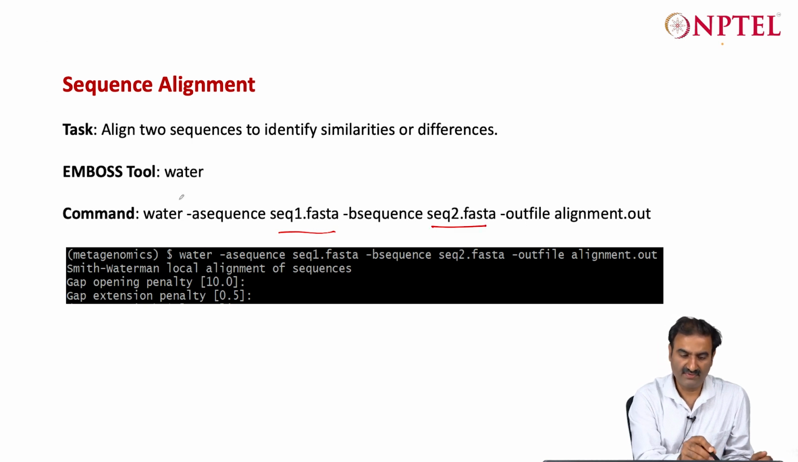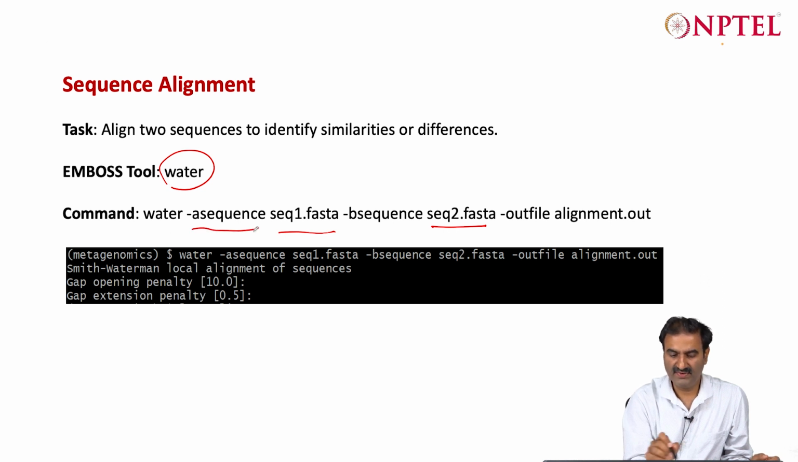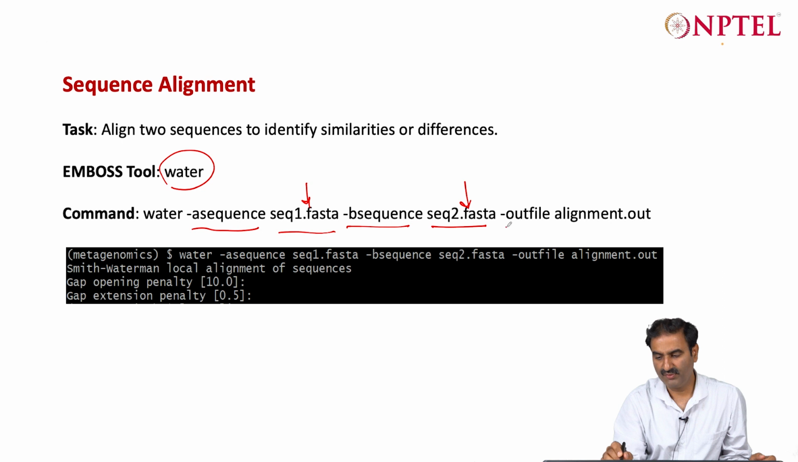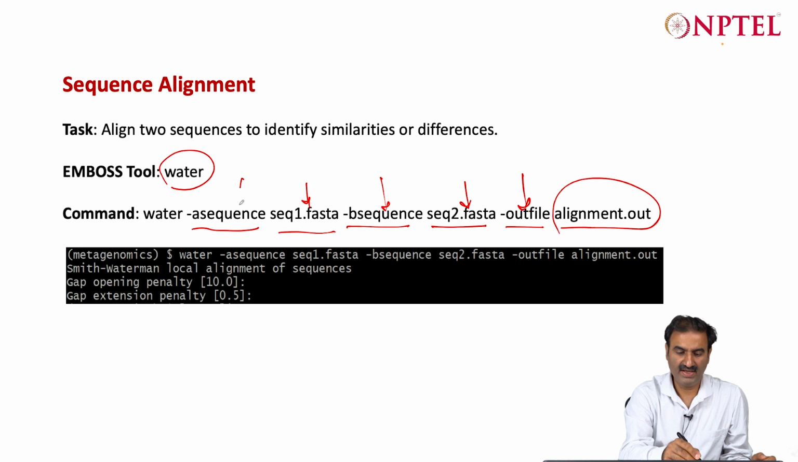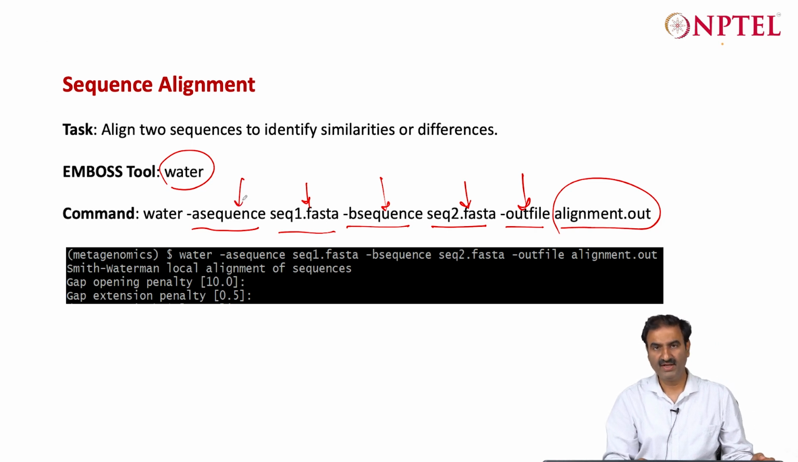So the program is called water, it will do the alignment. So water, sequence name, A sequence and B sequence. So this is the first sequence, this is the second sequence, A and B, and out file name, which is alignment.out. So basically it uses these kinds of prefixes before a submission file, so that you will always know what file you're talking about.